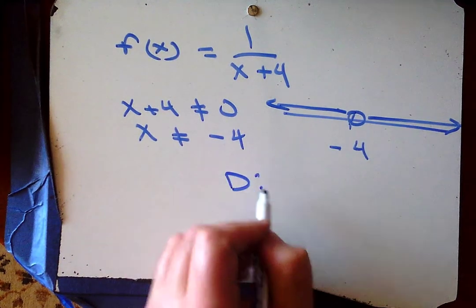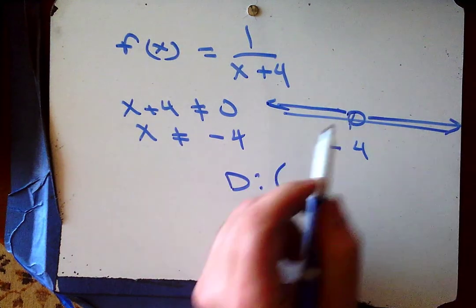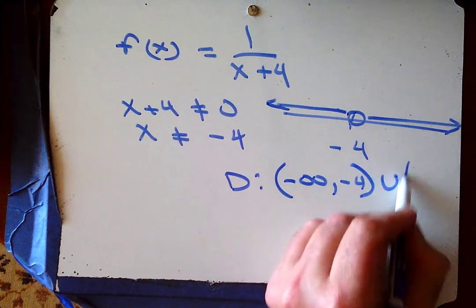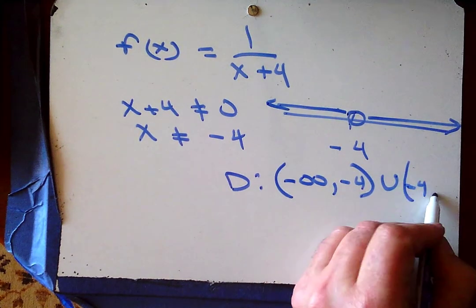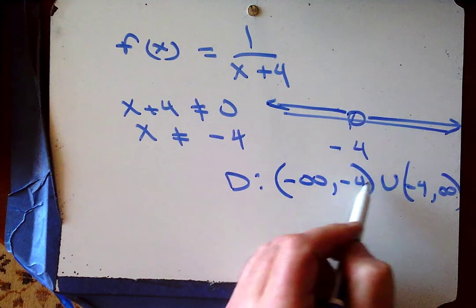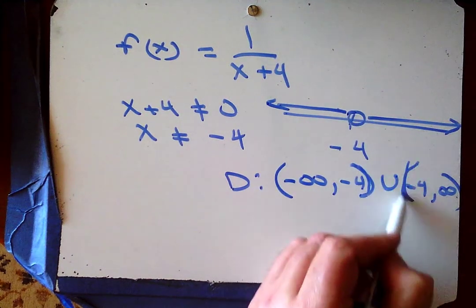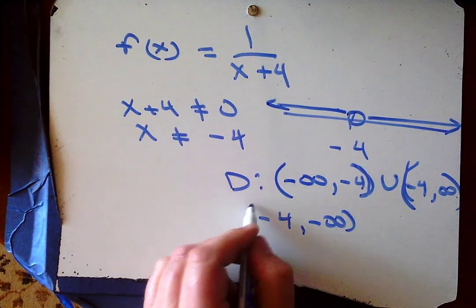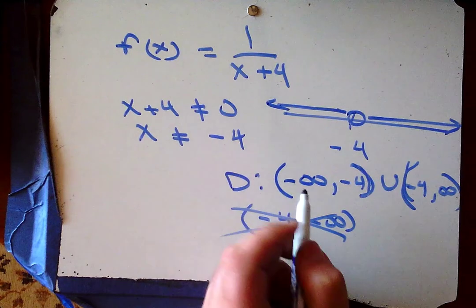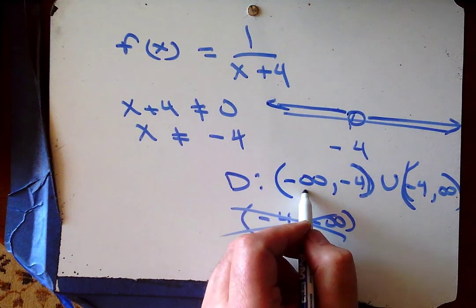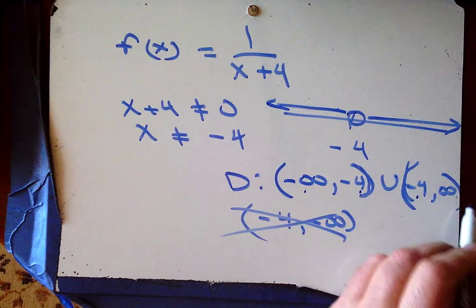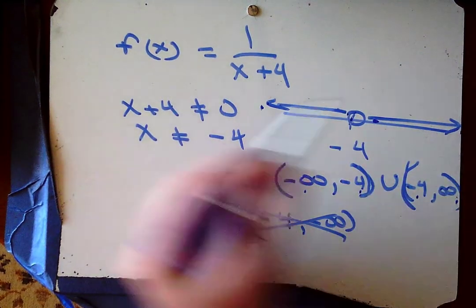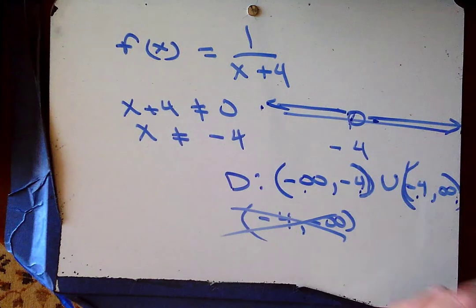So my domain then is going to be from -infinity to -4, union -4 to infinity. Okay, -4 is not included. That's why we have these parentheses here. Okay, and please don't write -4 to -infinity. I have to mark that wrong. Interval notation always has the smallest value to the biggest value, from here to here, and then here to here. We read right to left in our society.